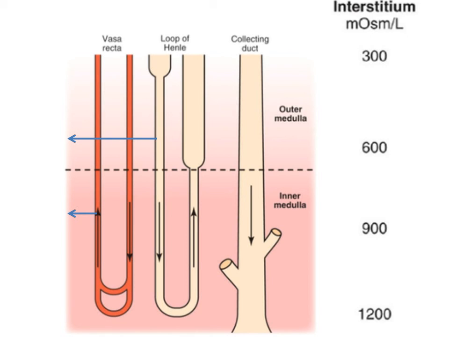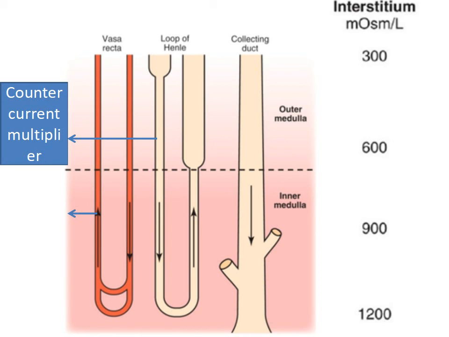So why do we need counter current in the nephron? The main function of the counter current multiplier is to increase the osmolarity of the interstitium. The vasa recta as well as the loop of Henle are surrounded by the interstitium. This pink color shown here, all these are the interstitium. So the counter current multiplier is needed to increase the osmolarity of this interstitium.